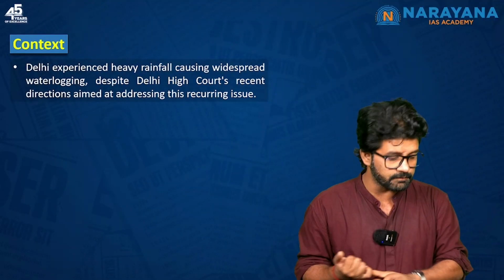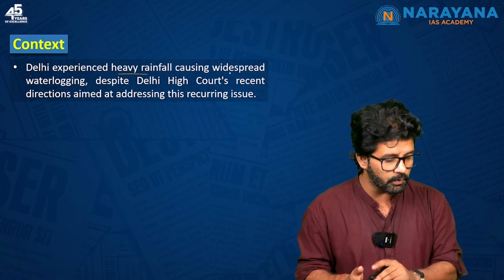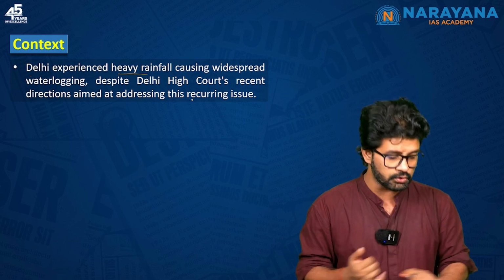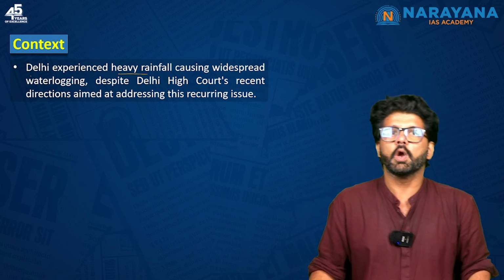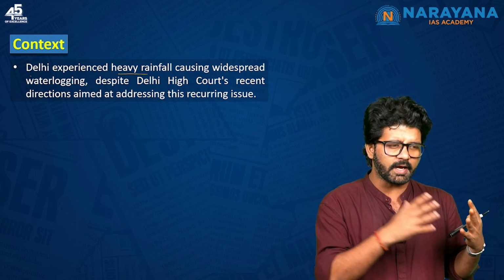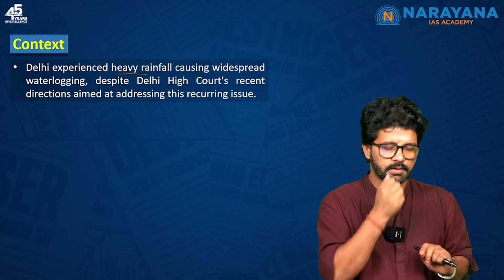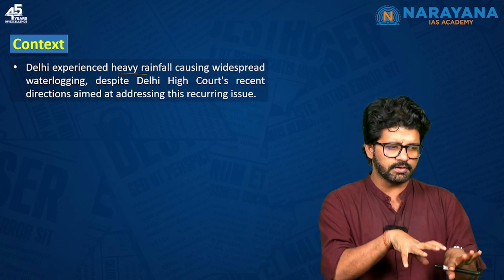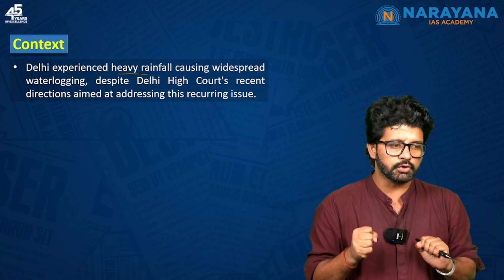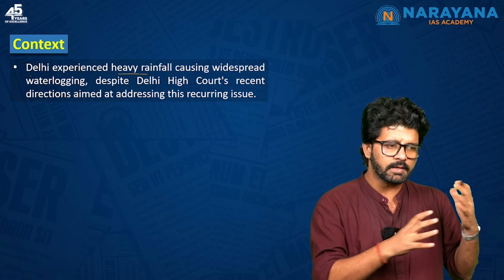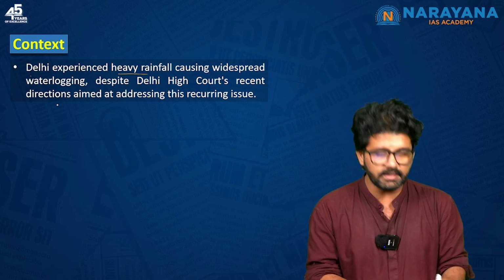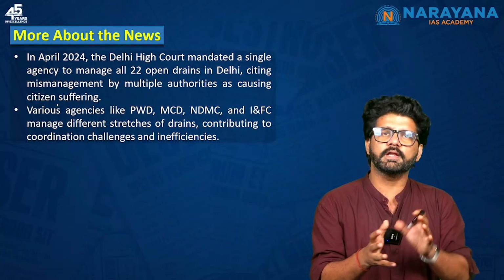Now what is the context of this particular article? Delhi experienced heavy rainfall causing widespread waterlogging despite the Delhi High Court's recent direction aimed at addressing this recurring issue. If the Delhi High Court has given these directions, why are things not changing? Because there are multiple authorities. If you see the Delhi Union Territory jurisdiction, there are certain areas under the ambit of the central government, and certain authorities under the state government, and sometimes the blame game happens. The same thing is happening here also. Despite the court's recent directions, there is lack of coordination among different authorities.